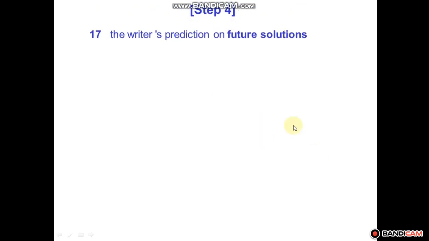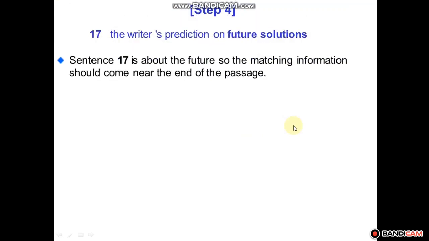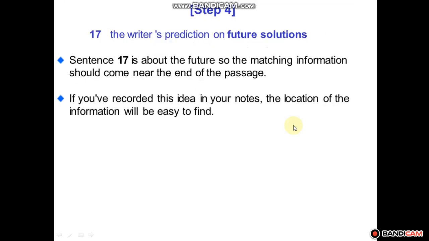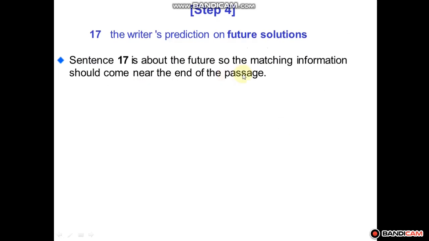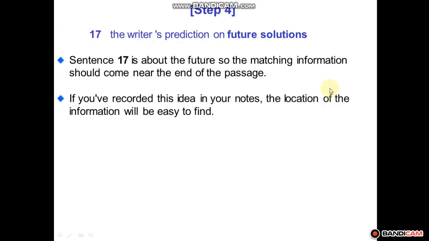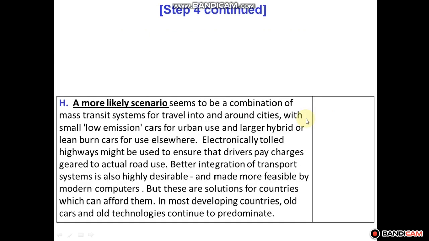Now that was another statement: the writer's prediction on future solutions, for example. Statement 17 is about the future. So the matching information should come near the end of the passage. Use your wits. Be vigilant during your attempt. Future solutions. We have discussed the present or past, and then we move on to the future. So if you have recorded this idea in your notes beside the passage, the location of the information will be easy to find. Fine.